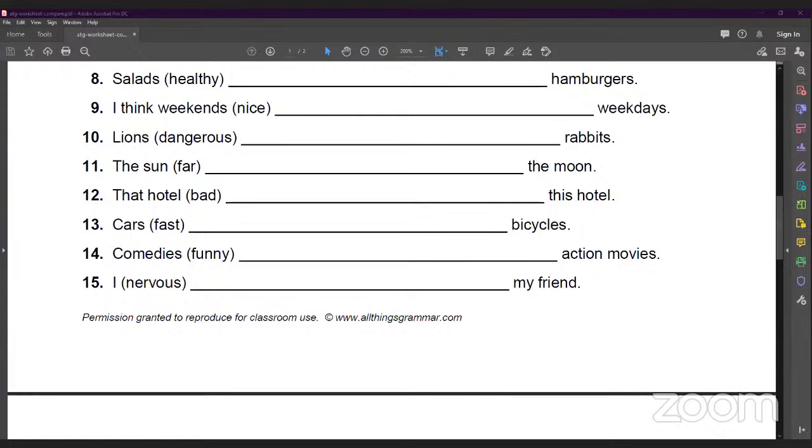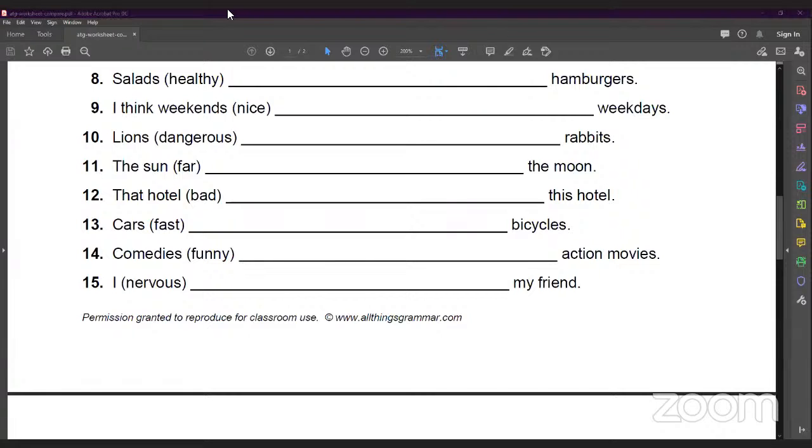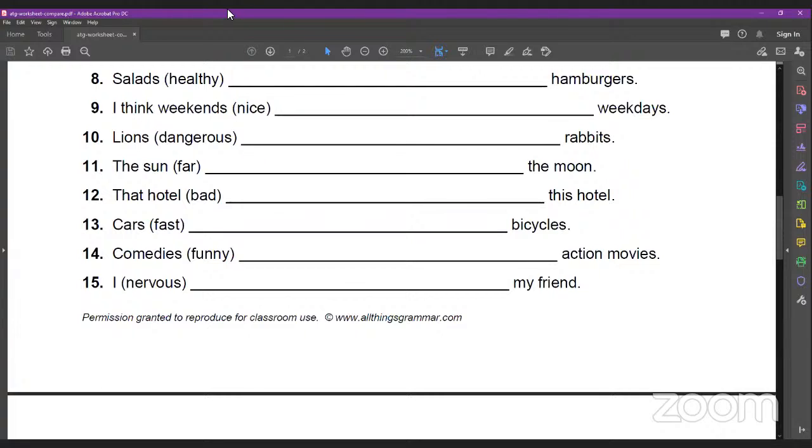Number 10 and 11, please. Another volunteer. Number 10 and 11, please. Another one. Hi, teacher. Hello, sir. Please go on. Number 10 and 11. Lions are dangerous than rabbits. The sun is farther than the moon.